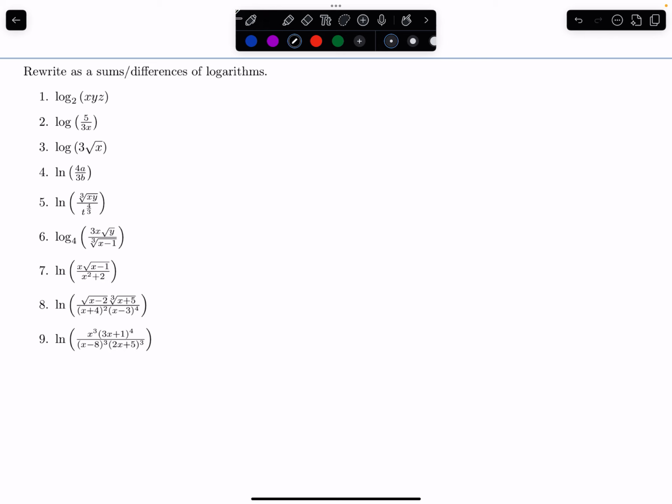Okay, starting with number 1. So I've got the log base 2 of xyz, right? So it's to write as sums or differences. You've got 3 things multiplied. Remember our rule says multiplication can be changed to addition. Same base 2, log of x plus log of y plus log of z. Keep the same base of 2. Let's just keep that there and move on.